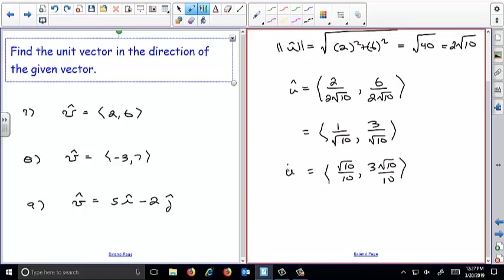So that is the unit vector. And what that means is it is in the same direction as the original vector, but it has a length of 1. If I take this squared plus this squared, I'll get 1. Take the square root, I'll still get 1.